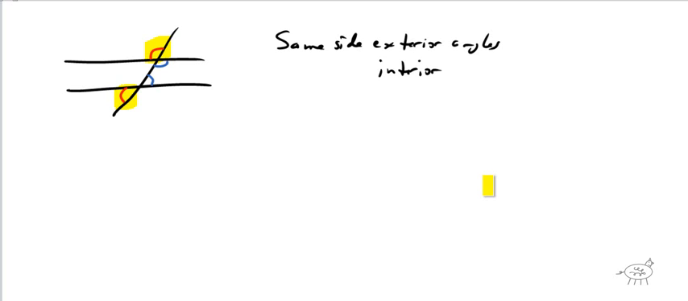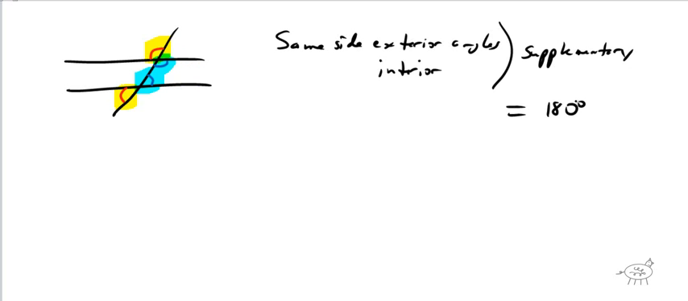In this case here, you can see they're not congruent. Even this guy right here, that and that are certainly not congruent. One's way bigger than 90, one's way smaller than 90. So you can tell me that same side exterior and same side interior angles are supplementary, right? Which means they equal 180 degrees if you add them up. Okay? So same side. They're on the same side of that transversal, and they're either exterior or interior angles.